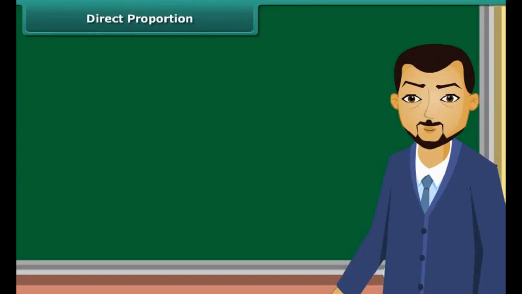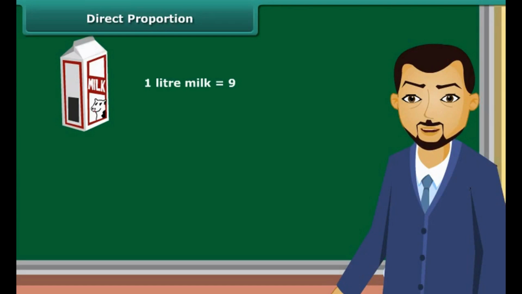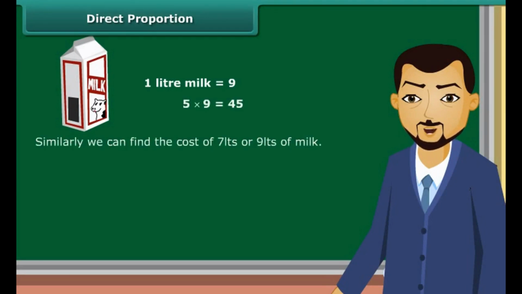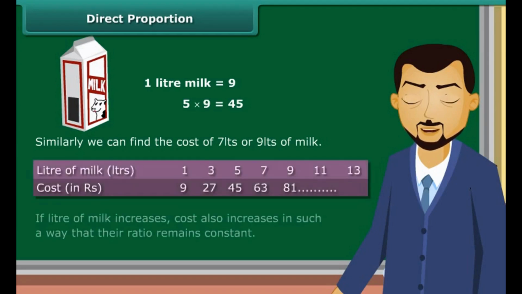Direct proportion. If the cost of 1 liter of milk is rupees 9, then what would be the cost of 5 liters of milk? It is rupees 45. Similarly, we can find the cost of 7 liters or 9 liters of milk. If liters of milk increase, cost also increases in such a way that their ratio remains constant.